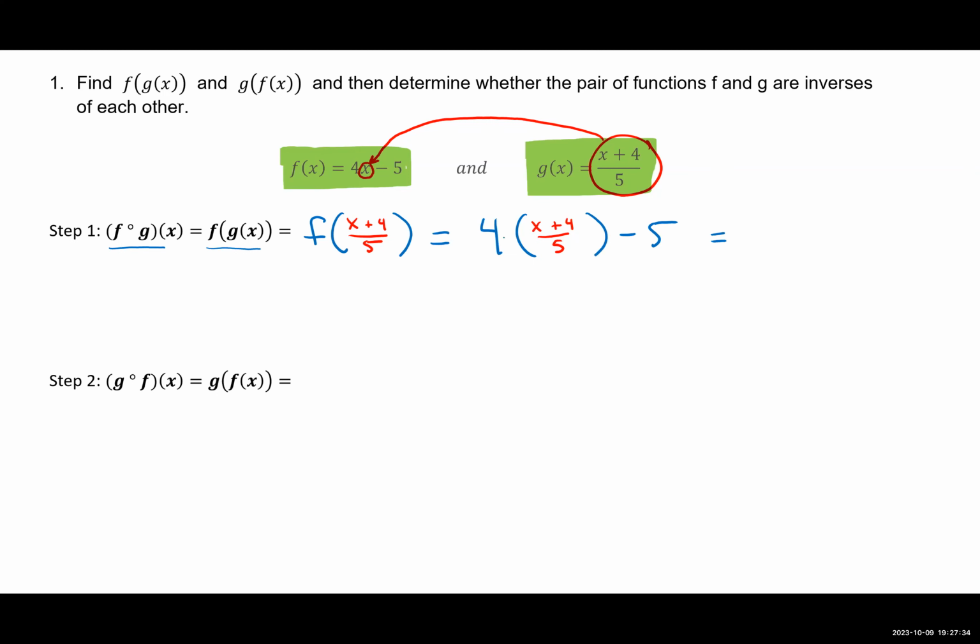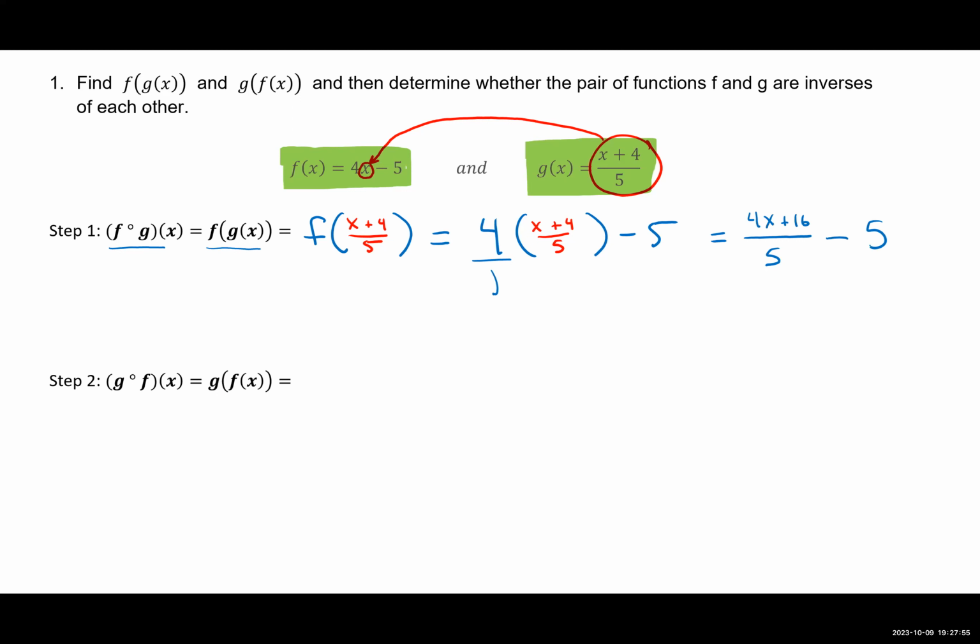So we can multiply the 4. And remember, that's 4 over 1. So 1 times 5 on the bottom. 4 times x plus 4. So that's 4x plus 16 on top. And then we've got a minus 5.